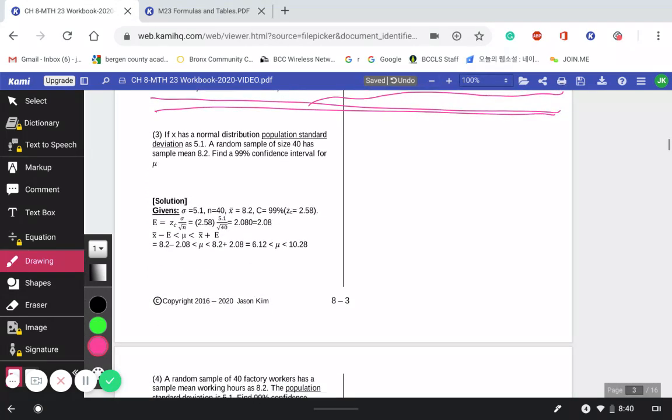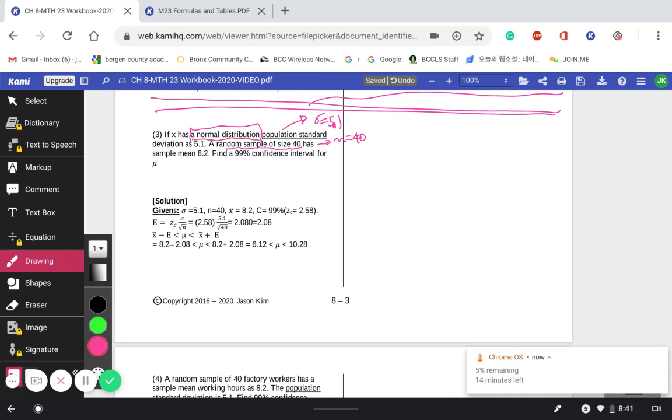In this case, they said if x has a normal distribution, and again, you have to say it is normal distribution. Otherwise, you cannot use table number 3. The population standard deviation is 5.1, so that indicates that sigma equals 5.1. When you see this sentence, you have to be able to dissect it and find each value. They also said random sample size, which means n, so n equals 40 this time.